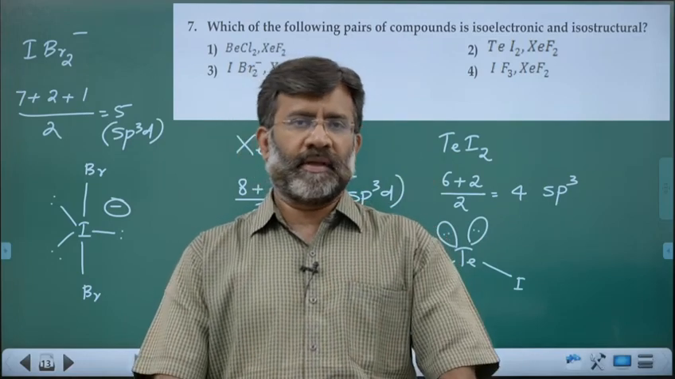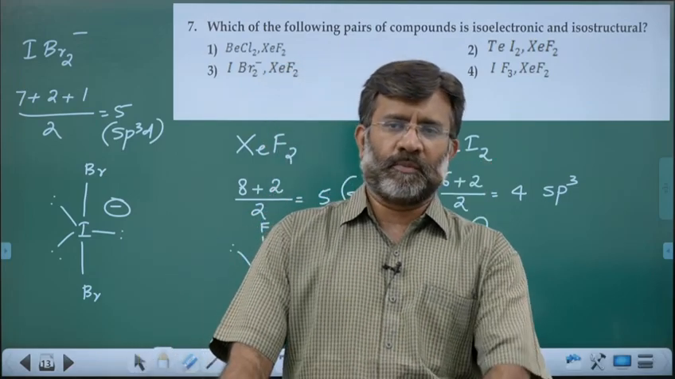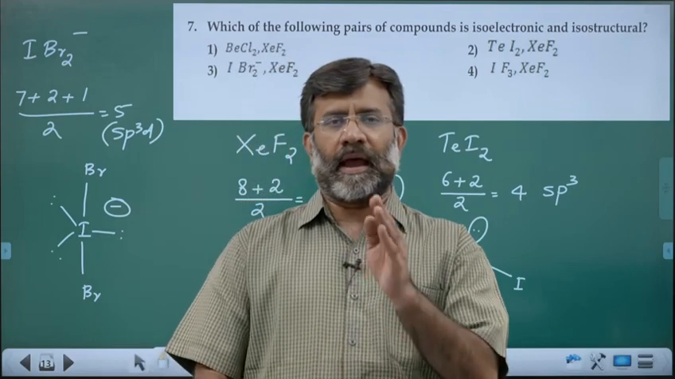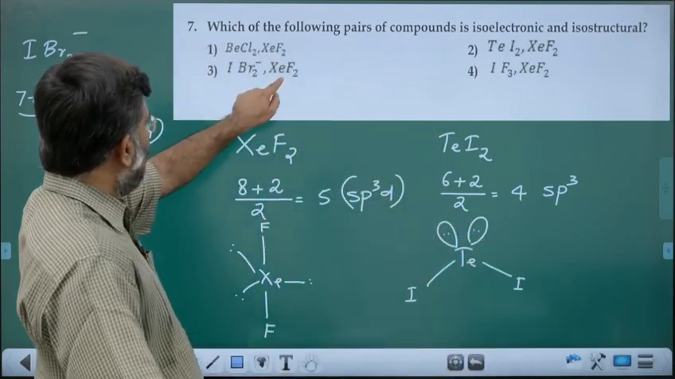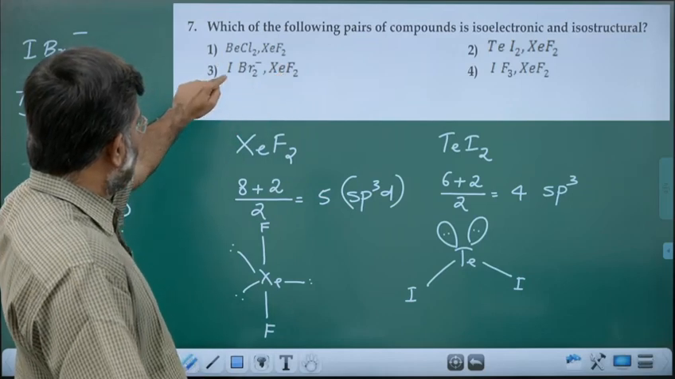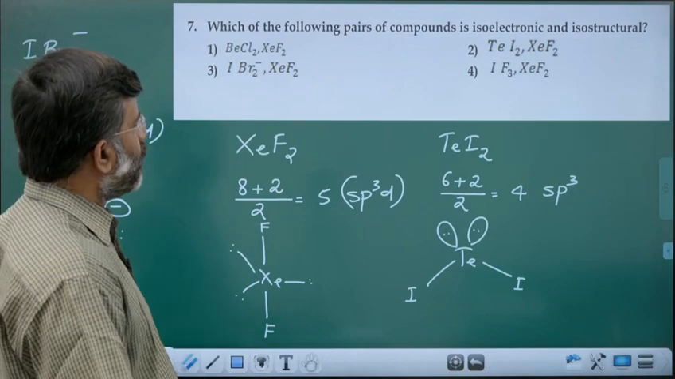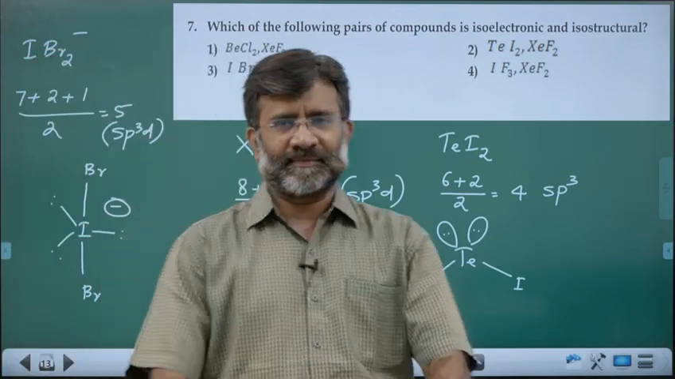AB2E3 type molecule. So both these molecules and ions are isoelectronic as well as same structure. So this is linear sp3d, this is linear sp3d. They are isostructural and isoelectronic. Okay, is it clear?